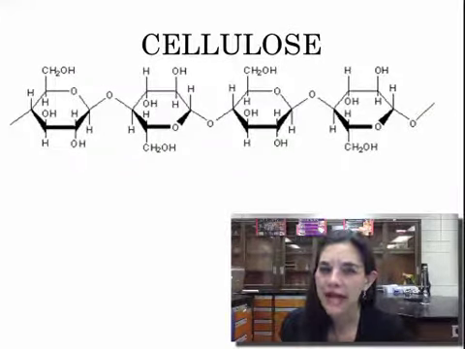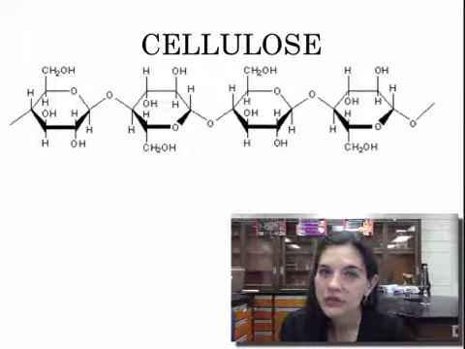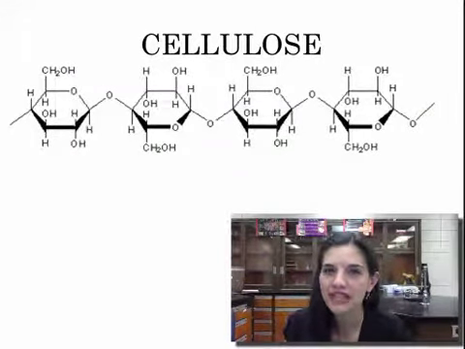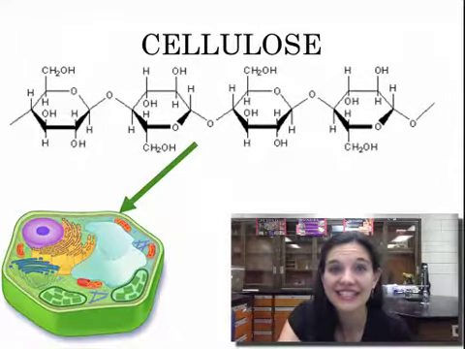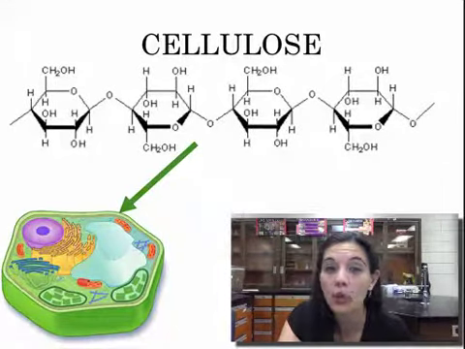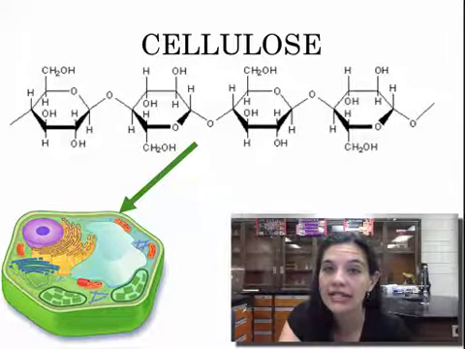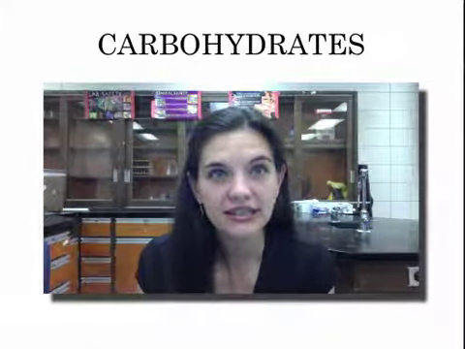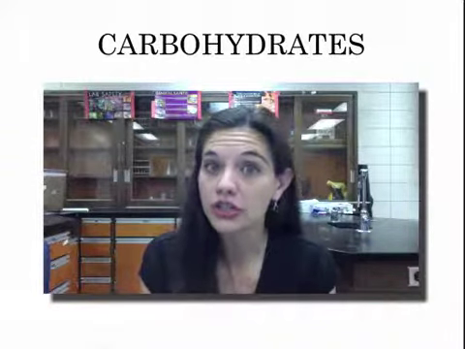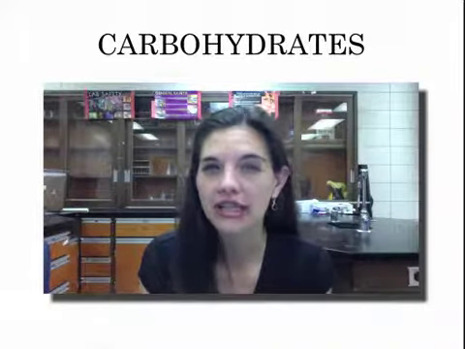This is a polysaccharide called cellulose. Do you remember what types of cells have cellulose? Plant cells have cellulose in their cell walls. Carbohydrates like cellulose help provide structure for cells. Now check your chart and make sure you filled in everything for carbohydrates. Let's make sure you know the structure and function of a carbohydrate.